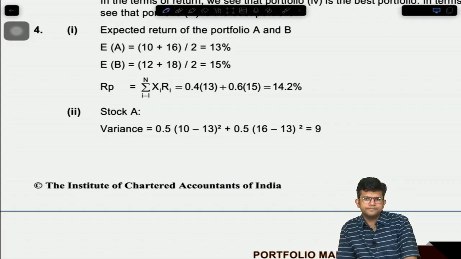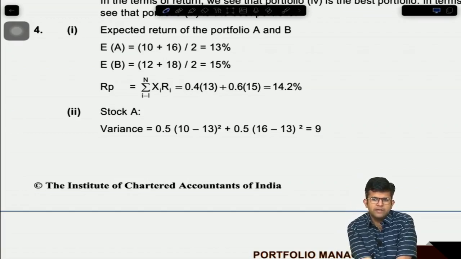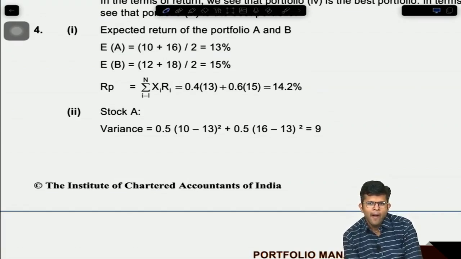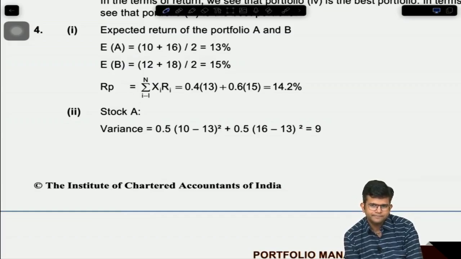Are we done? First point answer is 14.2. Please give me a yes on the chat box. First answer 14.2. Kusuma got it? Raghunandan done? Okay, thank you everyone.